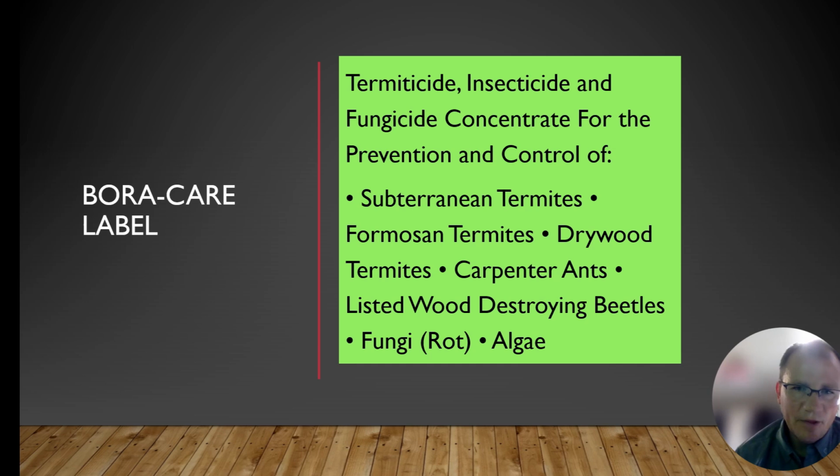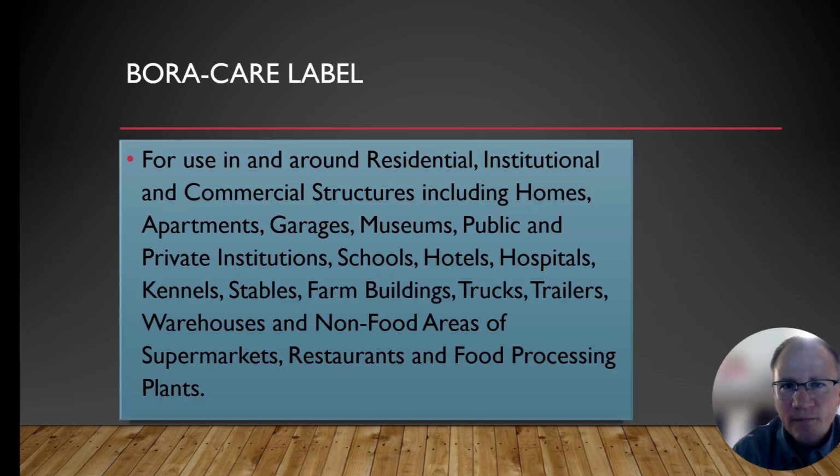Looking at the top of the Boracare label, I took some of the verbiage off there, but basically Boracare itself is a termiticide, insecticide, fungicide. It's a concentrate for the prevention and control of things like subterranean termites, Formosan termites, drywood termites, carpenter ants. It's also listed for wood destroying beetles, fungi, rot, and algae. So that's just some of the things that you can control with Boracare.